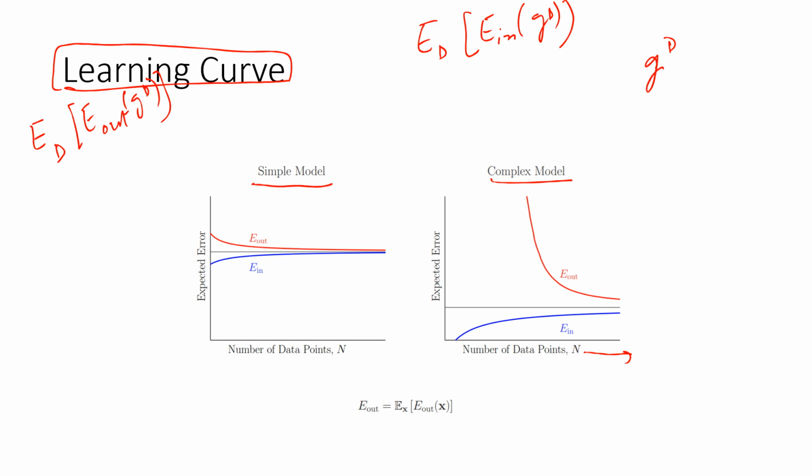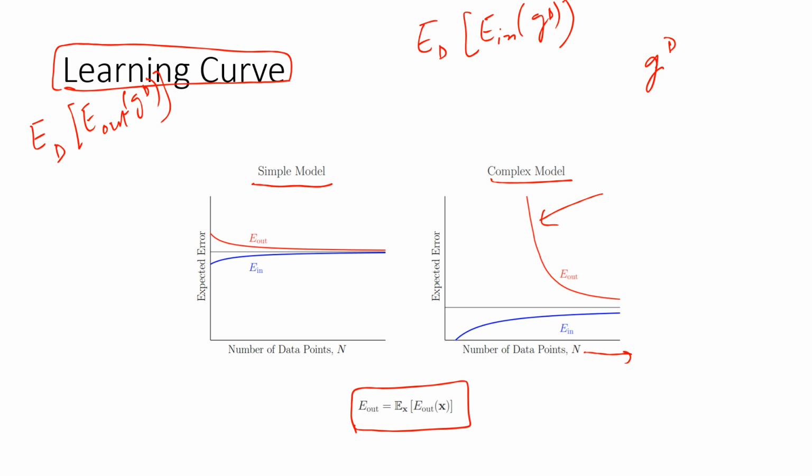And here the behavior is somewhat different. In fact, E out is really wild or volatile, right? And it has a huge value. But the overall behavior is somewhat similar: for both simple and complex models, the out of sample learning curve is decreasing in n, while the in sample learning curve is increasing in n, right? Again, this is the E out, which was a sum of bias and variance, right? And that tells us why this is happening as I am increasing n.